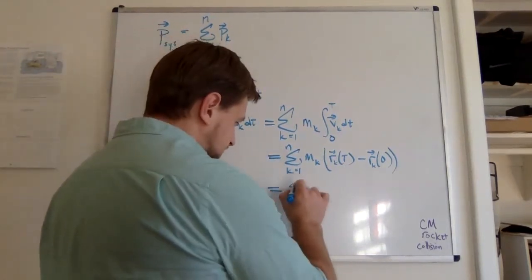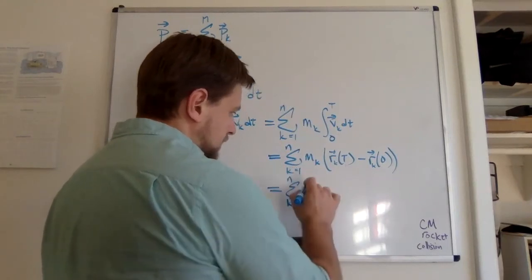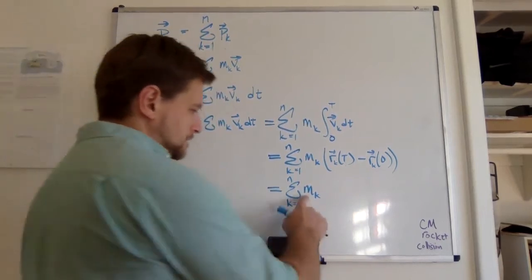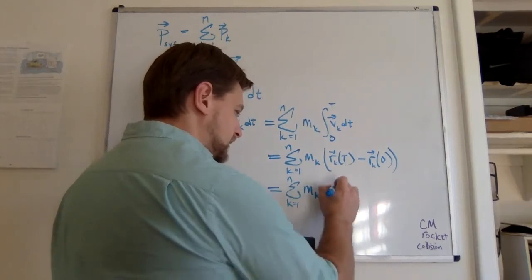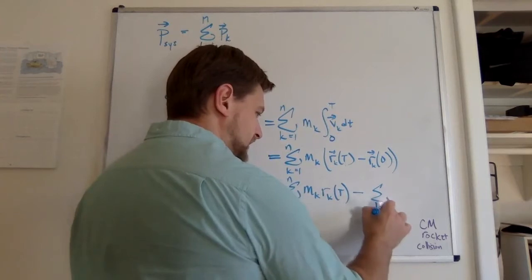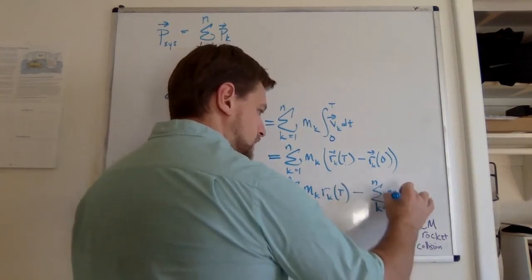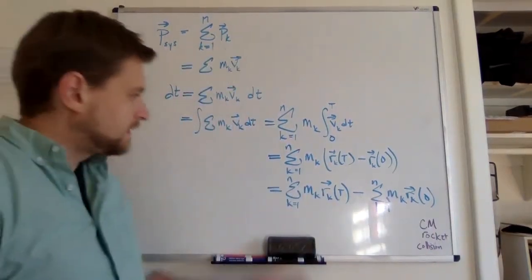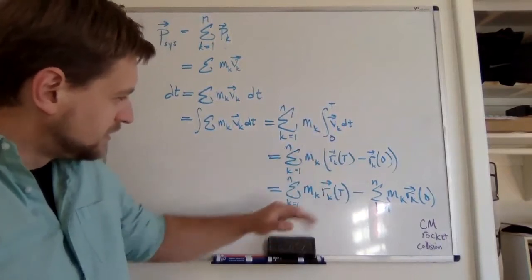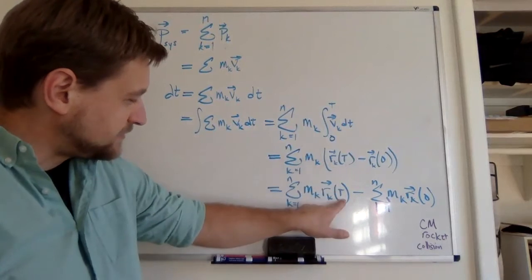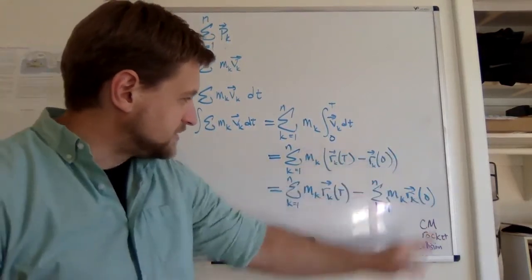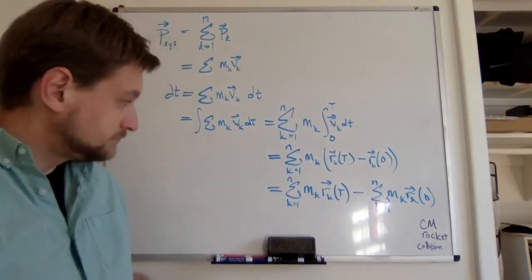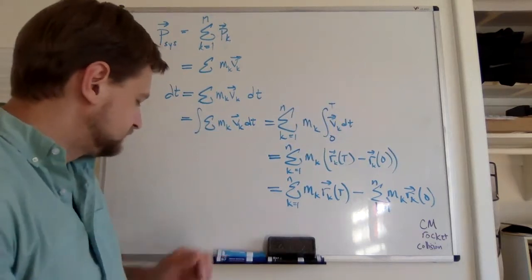Which looks to me like a whole summation, where we're going to get two terms for each of the n things: one for the product of the mass and position at time T, and one for the product of the mass and the position at time 0. Okay, great.